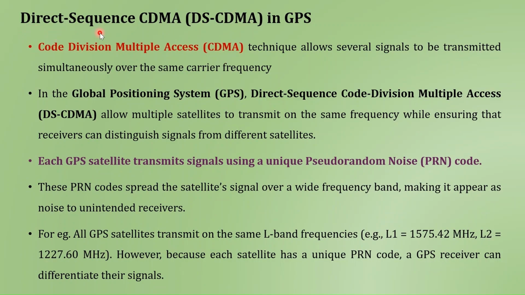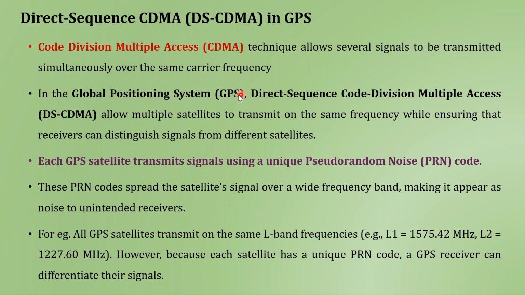Another concept that we should know is direct sequence CDMA in the GPS system. CDMA, that is code division multiple access, is a technique that allows several signals to be transmitted simultaneously over the same carrier frequency. In the GPS constellation, there are a minimum of 24 satellites and each satellite uses the same carrier frequencies, that is L1, L2 and L5.